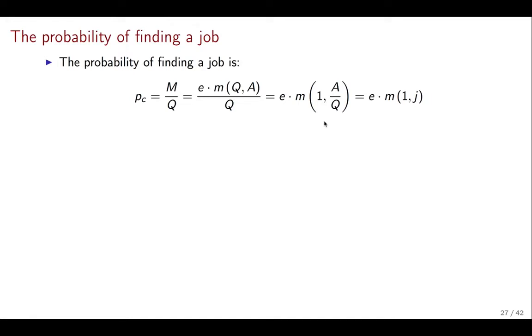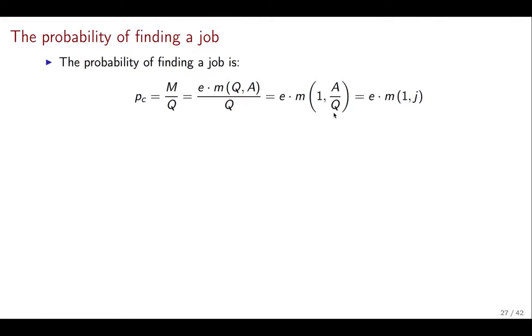Remember that when a function has constant returns to scale, it is the same thing to multiply the function by a constant as to multiply each of the arguments by that same constant. And so what we're doing here by dividing by q is the same thing as dividing m by q, or dividing each of the arguments by q. That's why here we have a 1 and here we have an a over q.